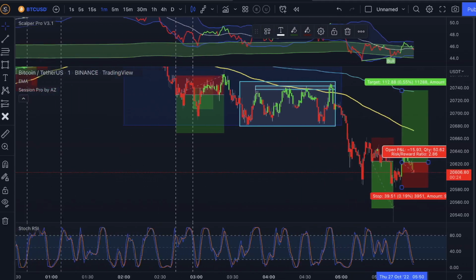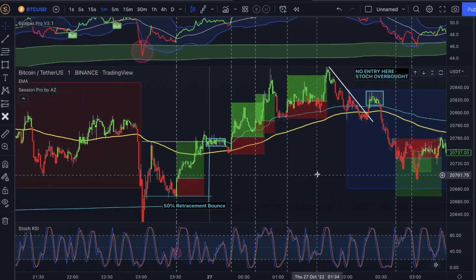But this is my trade analysis, or my trade recap for the 27th of October.